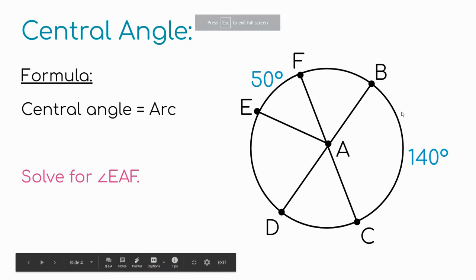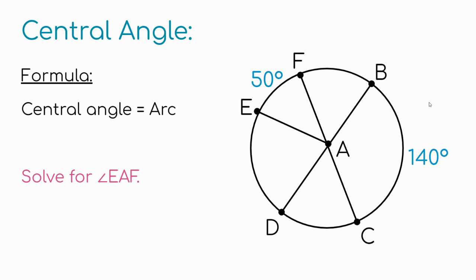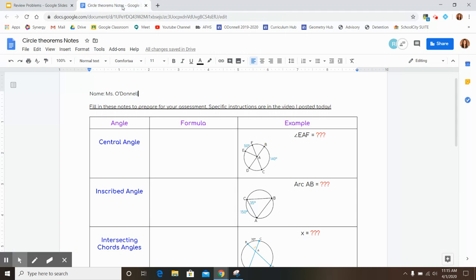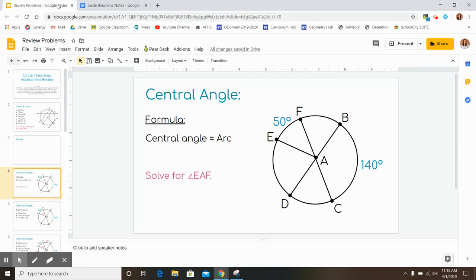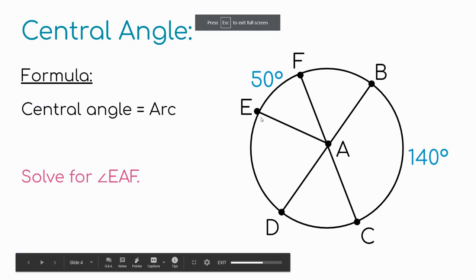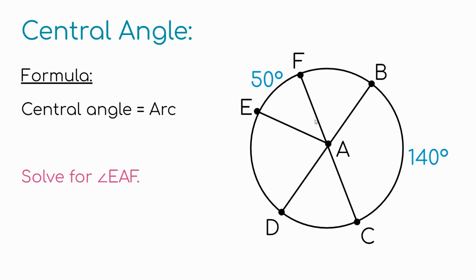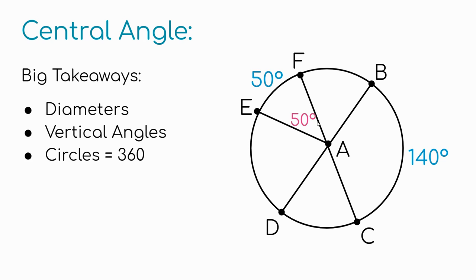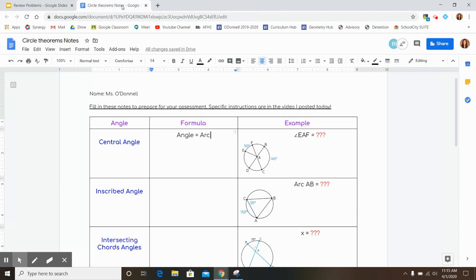All right, so first we learned central angles. So central angles were equal to the arc. So now would be a great time to go to your notes, central angle. Angle equals arc. There's my formula. The angle equals the arc. So what that means is if EF is my arc, angle EAF creates that arc, which means angle EAF is also 50 degrees. All right, so EAF is 50 degrees. So what you would do in your notes, EAF 50 degrees.